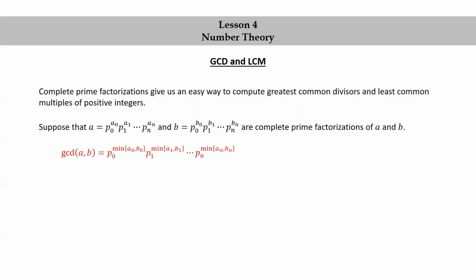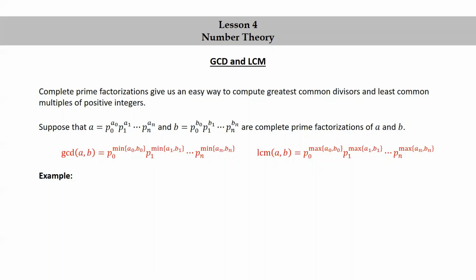The GCD of a and b is equal to p0 to the minimum of a0 and b0 times p1 to the minimum of a1 and b1 through pn to the minimum of an and bn. We take the smallest power. For the LCM of a and b, we do something similar, but we take the biggest power: p0 to the maximum of a0 and b0, p1 to the maximum of a1 and b1, through pn to the maximum of an and bn.